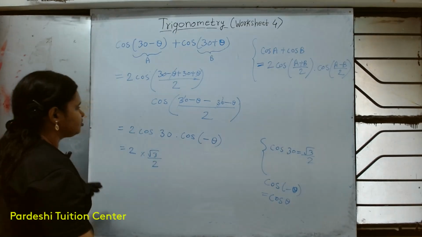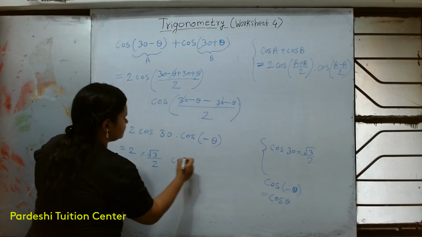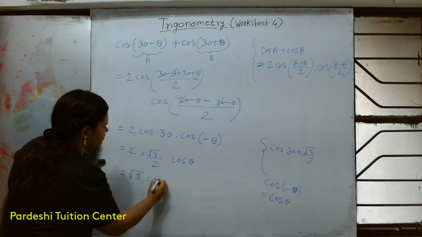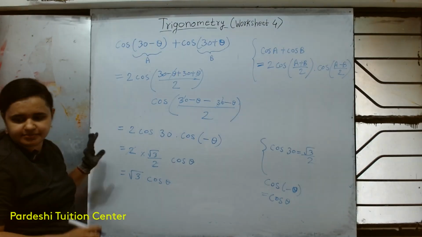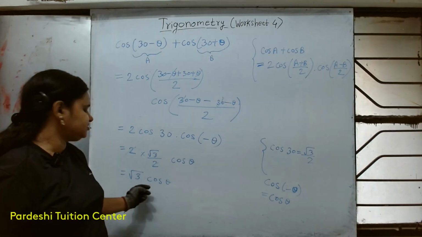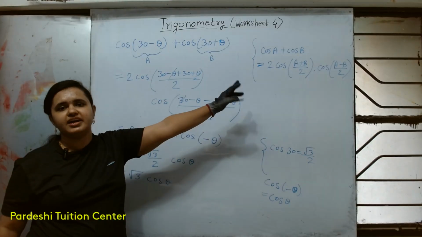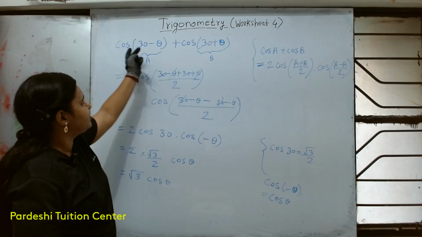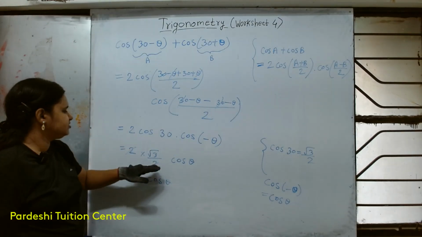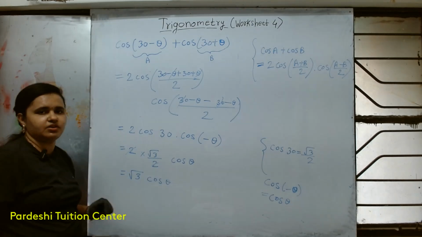Okay. So cos of minus theta will be cos theta and 2 and 2 will get cancelled and our answer will be root 3 cos theta. Okay. So the option is third one. Question 8th option is third one, root 3 cos theta. Okay. We have just applied that formula again, cos A plus cos B, put the values of A and B and solved. Okay. Cos 30 is root 3 by 2, 2 got cancelled and the answer is root 3 cos theta. Okay.